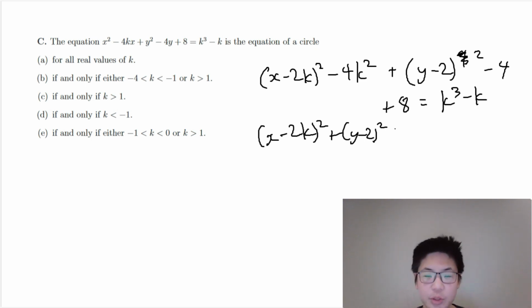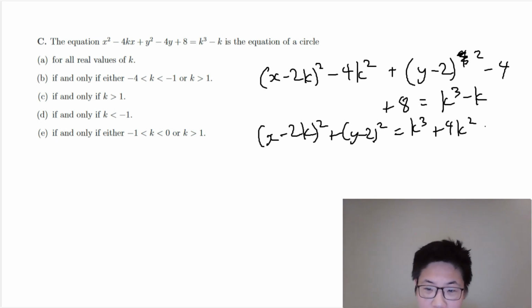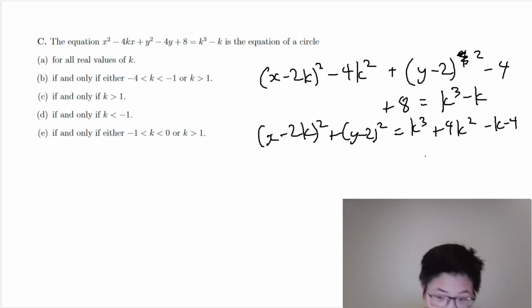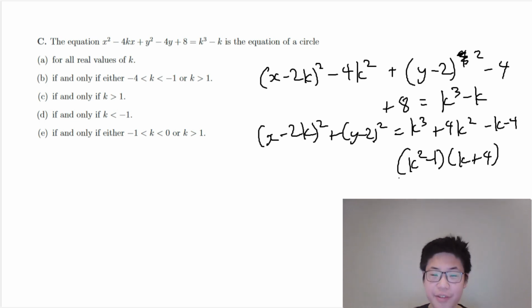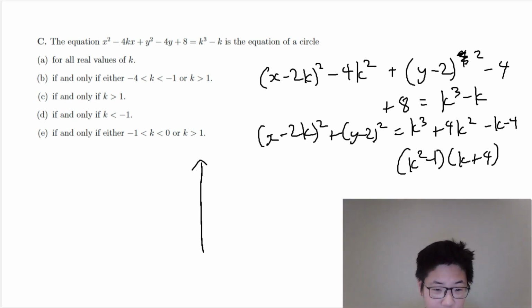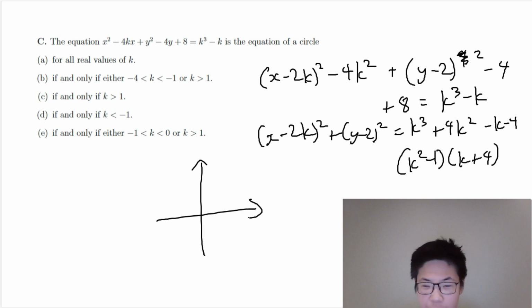and then bringing all the other terms to the other side, you have k cubed plus 4k squared minus k minus 4. But this can be factorized to (k squared minus 1)(k plus 4). Now what we have here is a cubic equation, so we are going to plot (k squared minus 1)(k plus 4). As k approaches infinity, the cubic function should approach infinity because all the k's are positive.